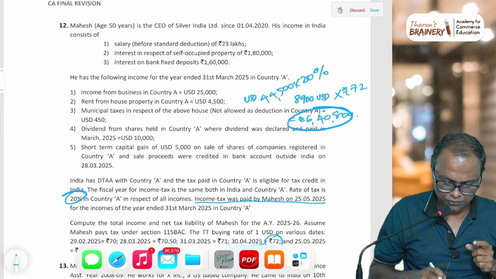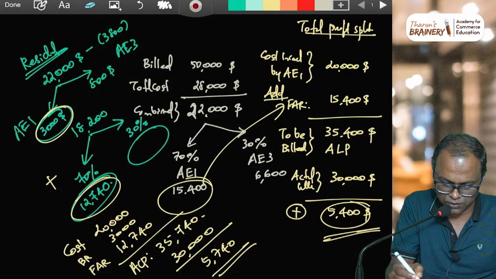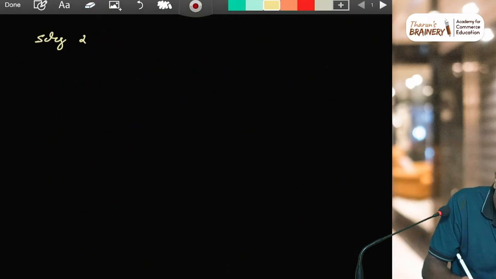Yeah. So first income is salary, right? So what is the amount of salary? You see, 22 lakh 25,000, right? HP?